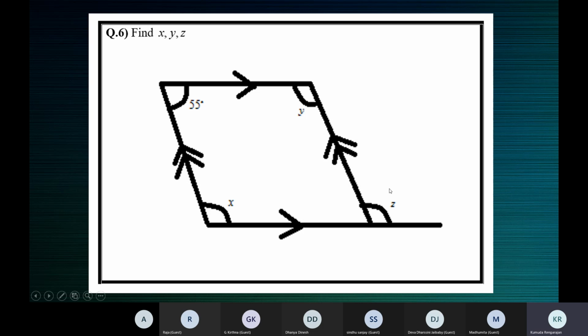What is the other way of finding Z, children? Ma'am, Y and Z are alternate angles. Y and Z are alternate interior angles, so they are equal. See here, parallel line, transversal, parallel line. You can see a Z, parallel line, transversal, parallel line. Like this, parallel line, transversal, parallel line.